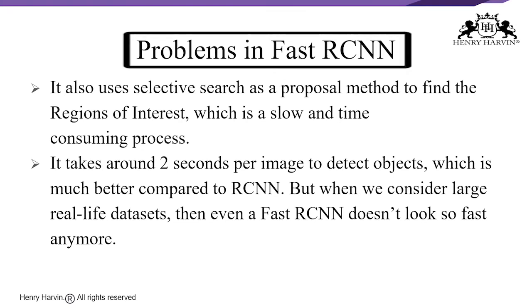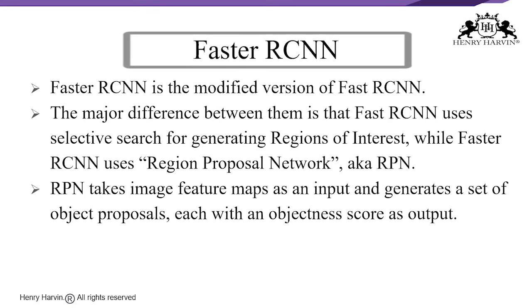So there is another technique now, Faster RCNN, right? It is basically a modified version of Fast RCNN. The basic difference is that Fast RCNN uses selective search to generate regions of interest, but Faster RCNN uses a region proposal network, which is basically RPN. This RPN takes the image feature map as an input and generates a set of object proposals, each with an objectness score, as an output.